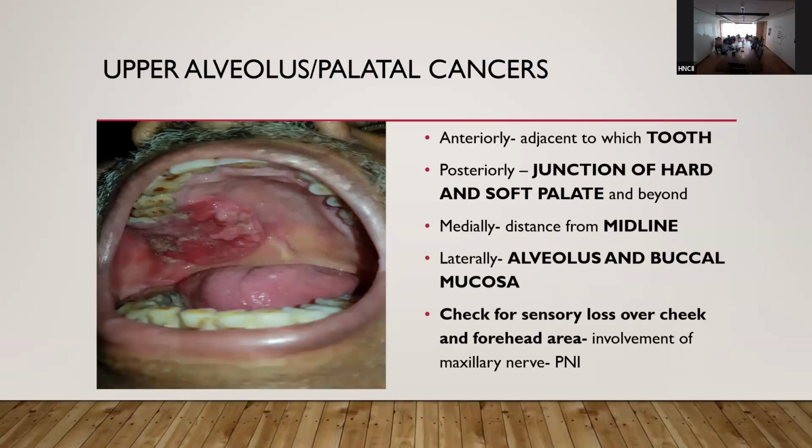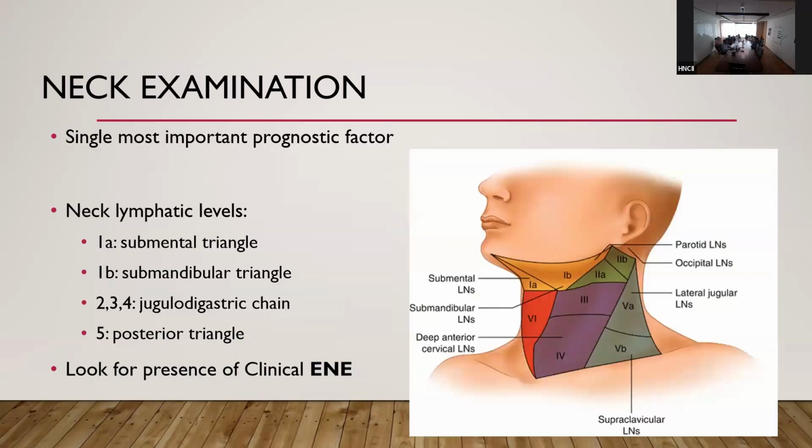Then coming on to upper alveolus or palatal cancer. Anteriorly, you have to say that the tumor is reaching adjacent to which tooth. Posteriorly, the junction of hard palate and soft palate, and beyond, if it is involving the soft palate. Medially, the distance from midline. Laterally, from the alveolus and the buccal mucosa. And you also have to check for sensory loss over the cheek and forehead. In perineural invasion of the maxillary nerve, there can be loss of sensation.